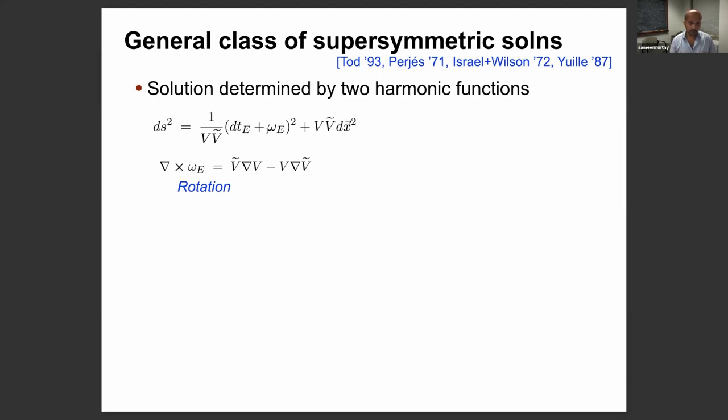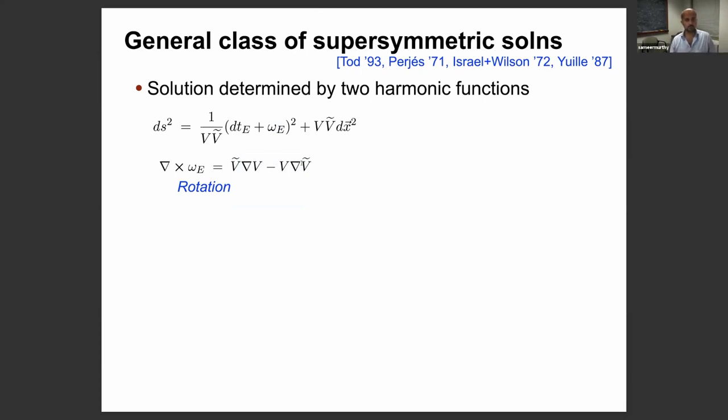And this solution actually goes back a long way to Perjés and Israel-Wilson. And then Yuille studied the Euclidean theory. Now instead of one harmonic function, you have two harmonic functions, V and V tilde. And there is this one-form omega, which shows that there is angular momentum. And the angular momentum, the rotation, is also completely specified by these harmonic functions V and V tilde. Right? So this is just abstract algebraic analysis.